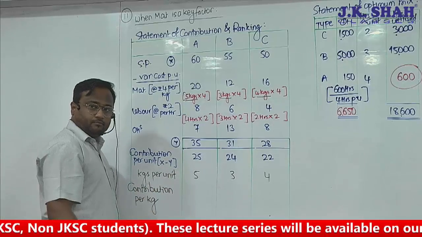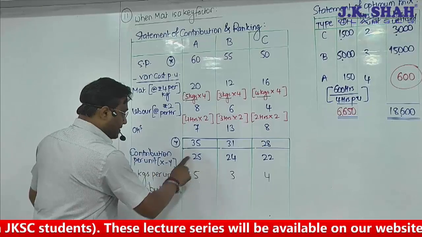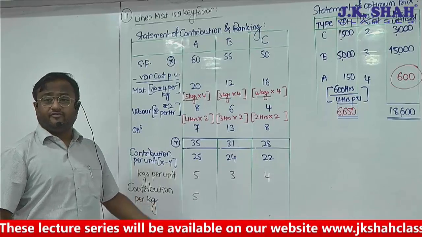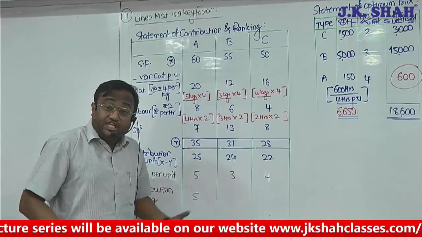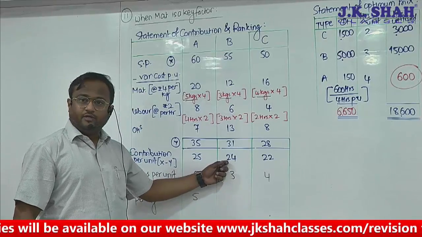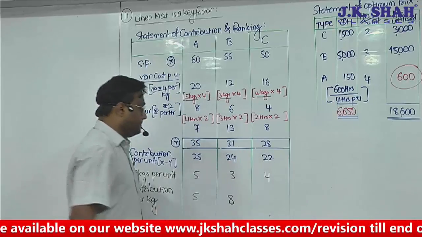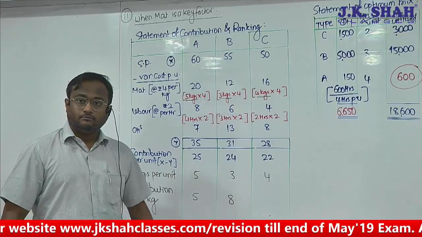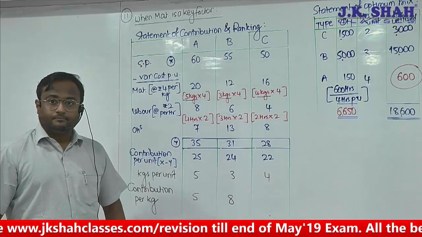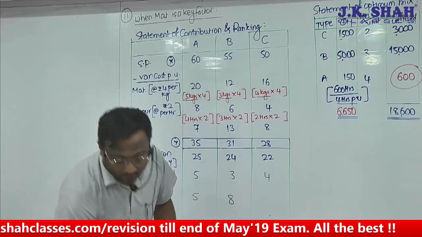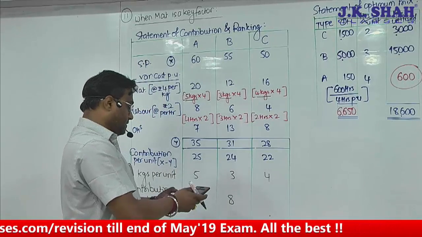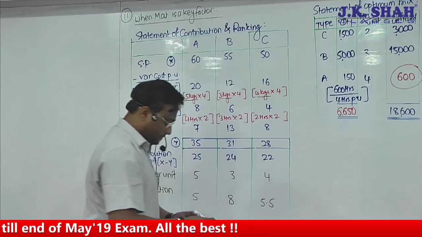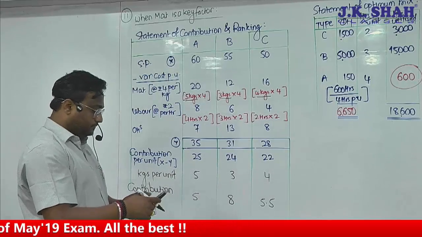5 kgs I consume, I produce 1 unit. That 1 unit gives me 25. So 5 kgs give me 25, that means per kg it is 5. 3 kgs I consume, I get 1 unit of B which gives me 24. That means per kg is 8. 4 kgs, if I consume, I get 1 unit of C which gives me contribution of 22. So 22 divided by 4 is 5.5.